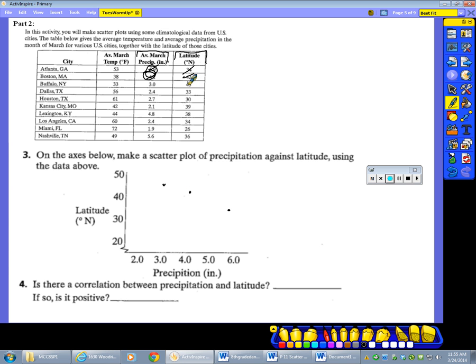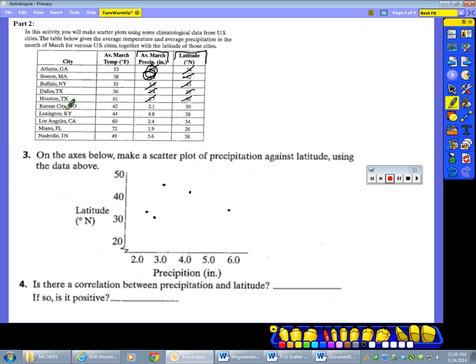All right, and Dallas, we got 2.4 for precipitation, so 2.4 is kind of in the middle here almost. And then I'm going up to 33. So we got 33 would be maybe right around here. The next one is Houston, Texas, 2.7. So 2.7 is about right here. And then we're going to go up to 30, which would be about right there.